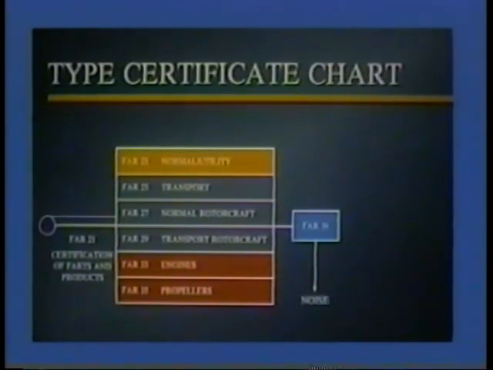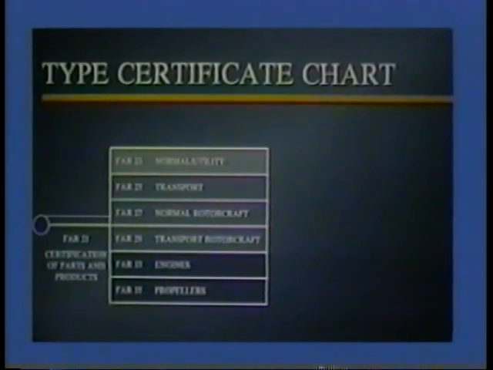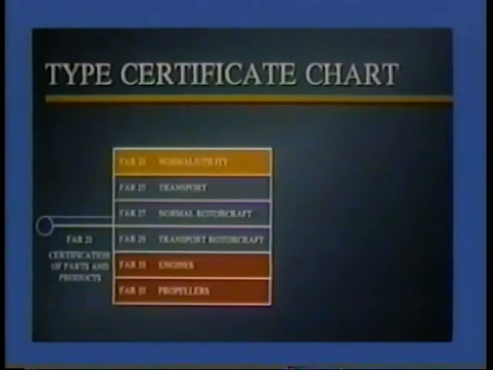For example, let's take a small, two-place, fixed-wing trainer. The manufacturer must comply with Part 23 for the airframe, Part 33 for the engine, and Part 35 for the propeller, along with Part 36, noise standards, before a valid Part 21 application can be made. And only then will the FAA issue an airworthiness certificate for the one aircraft.